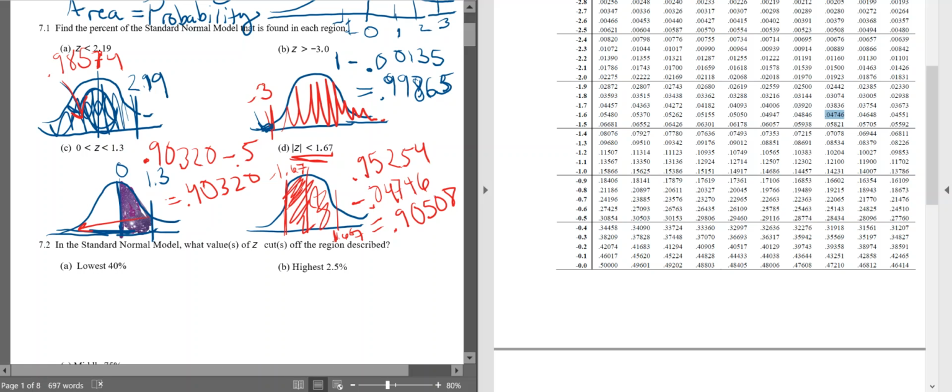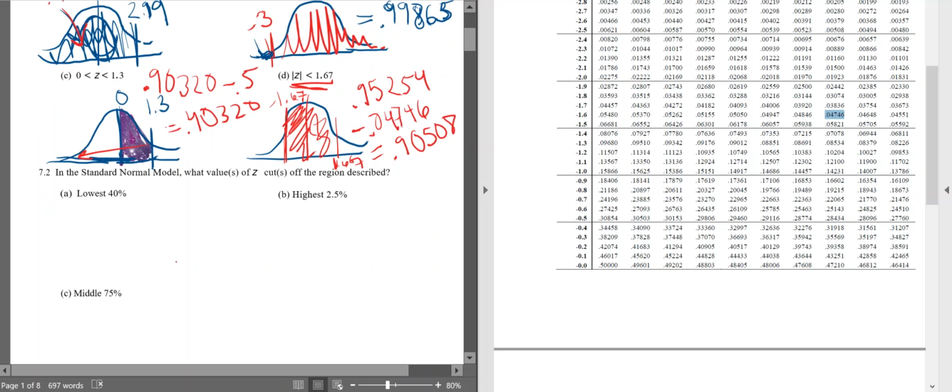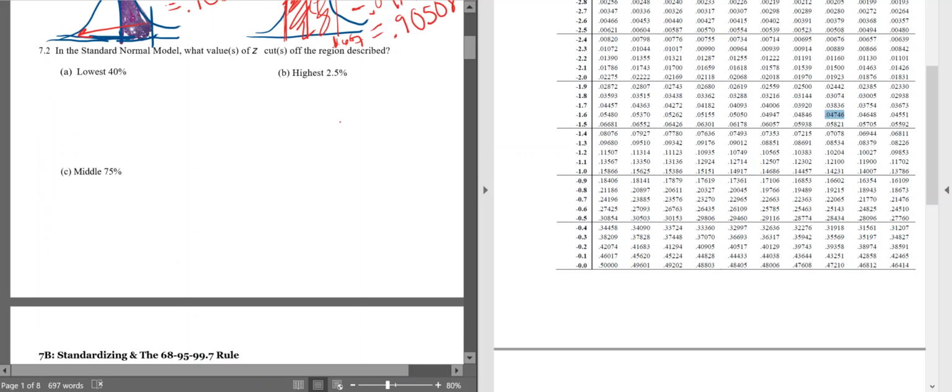Now let's take this and flip it and reverse it. So we've been doing given a z-score, find an area or probability. Now we're going to do given an area, find the z-score. So here we're looking for what z-score corresponds to the lowest 40%. So I want this area to be 0.4.